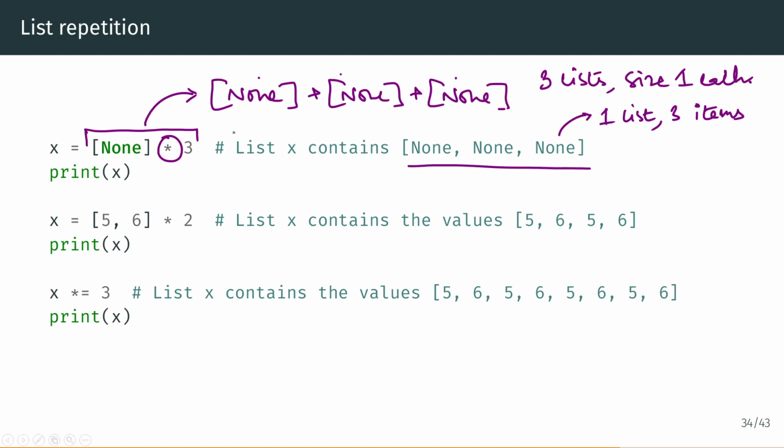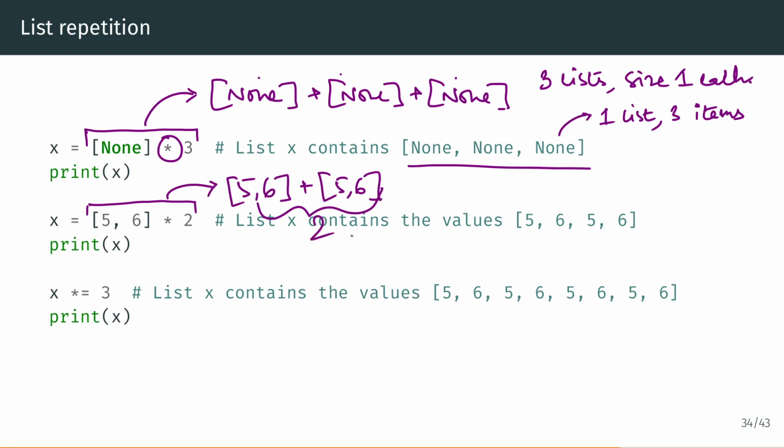This also works with other lists. For example, in the second set of statements, we have a new list 5 6, and we multiply that by 2, so this 5 6 would be repeated 2 times. What this essentially means is x equals 5 6 plus 5 6, 2 times, which means the result is 5 6 5 6.